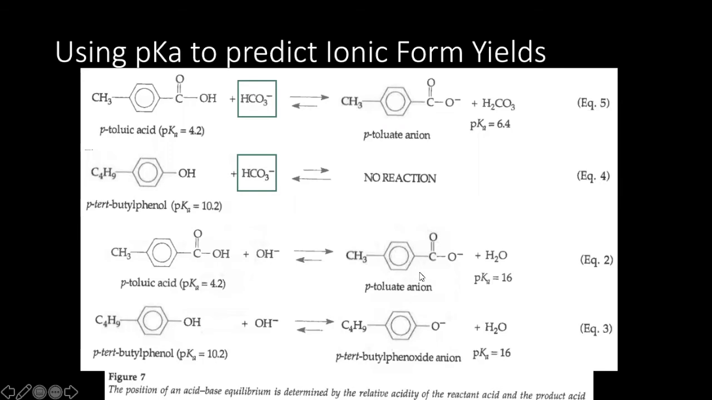Down below, we see the p-toluic acid and p-tert-butylphenol reactions with sodium hydroxide. Notice both of those molecules will become deprotonated in the presence of sodium hydroxide, and in fact, both reactions favor the production of the ionic form of those compounds, the anion form, the carboxylate and the oxide. So if we were to use sodium hydroxide as our first wash, we would actually be isolating both the p-toluate anion and the p-tert-butylphenoxide anion in the aqueous layer. That's not suitable for our purposes.